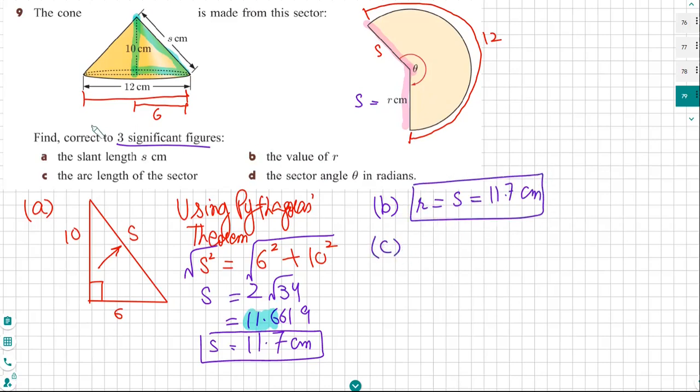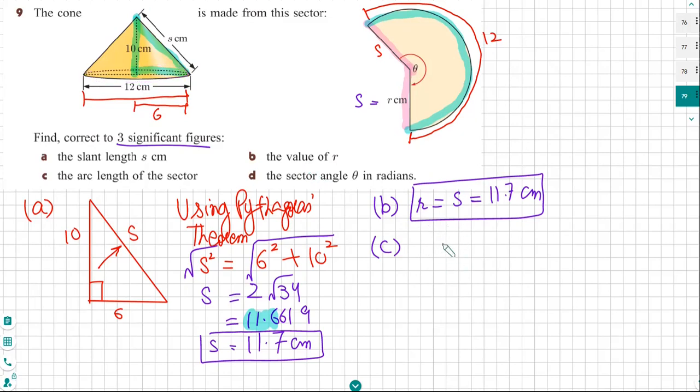Part C, the arc length of the sector. So this arc length is required. We'll be using the formula. We actually need theta here, the sector angle, to find arc length, but we don't have theta. Another way is finding the circumference, because this arc length is actually the circumference of the base of the cone, right? So if we find the circumference of this circle, it will be exactly equal to the arc length of this. Got it?